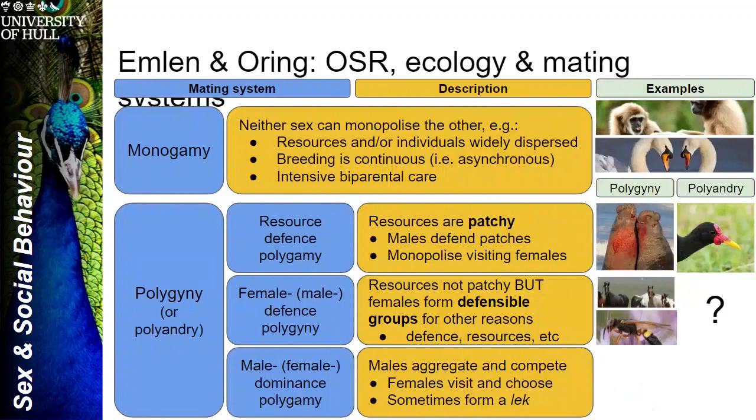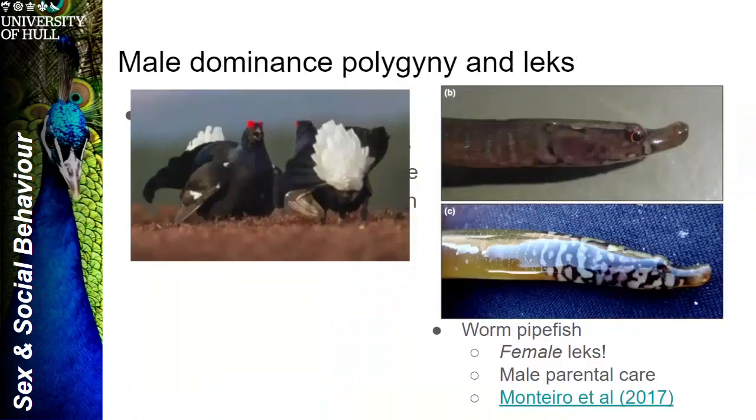But then, finally, you have something called male dominance polygyny, which is almost a kind of reverse situation where the males aggregate and have a competition among themselves to see who wins, and the females visit that aggregation in order to mate with the males. And this is something called a lek. There's an entire lecture on it by Domino.